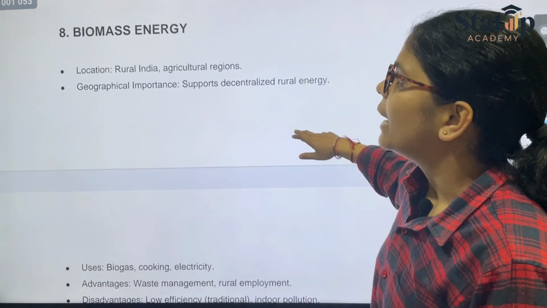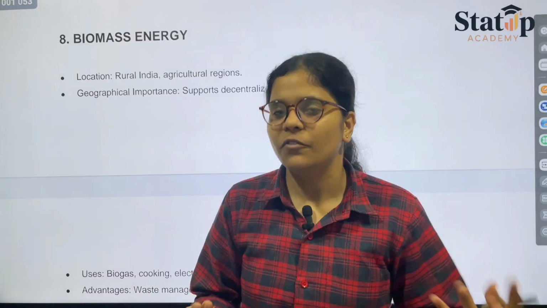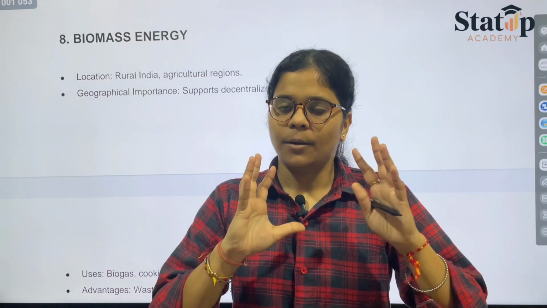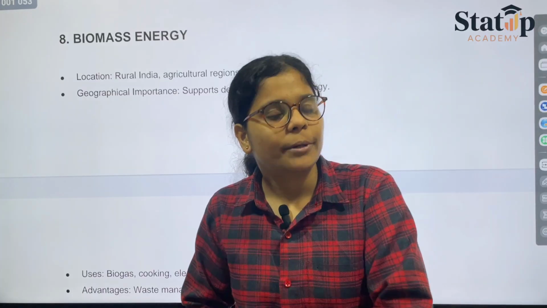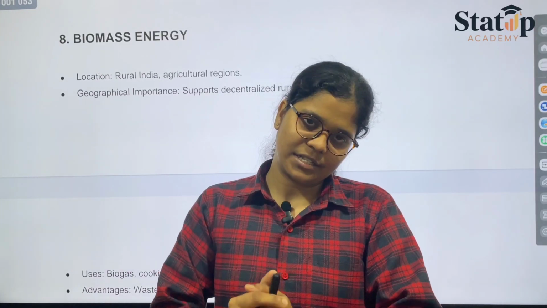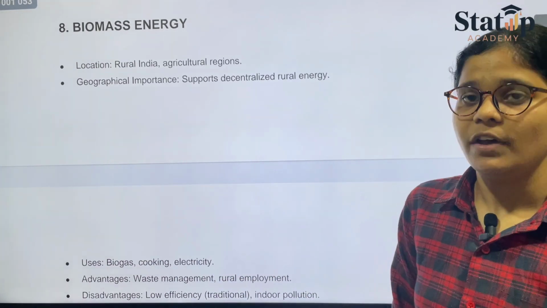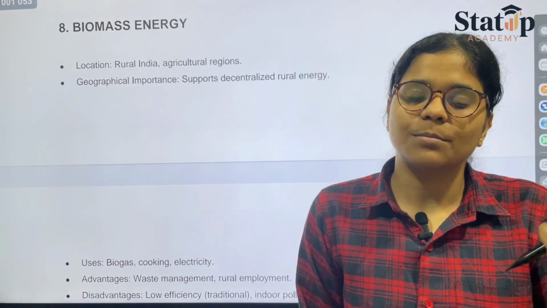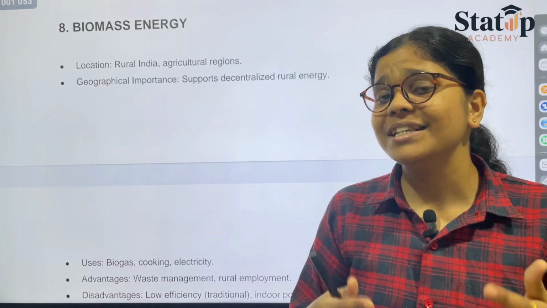Then we come on to the biomass energy. Bio refers to the living organism, mass refers to the waste, and energy acquired from the leftover waste or the debris of human beings or the bioorganisms is basically known as biomass energy. Where is it found? It is basically found in rural agriculture, where you must have seen the gobar gas is basically used for major purposes. So that is again the basic thing.